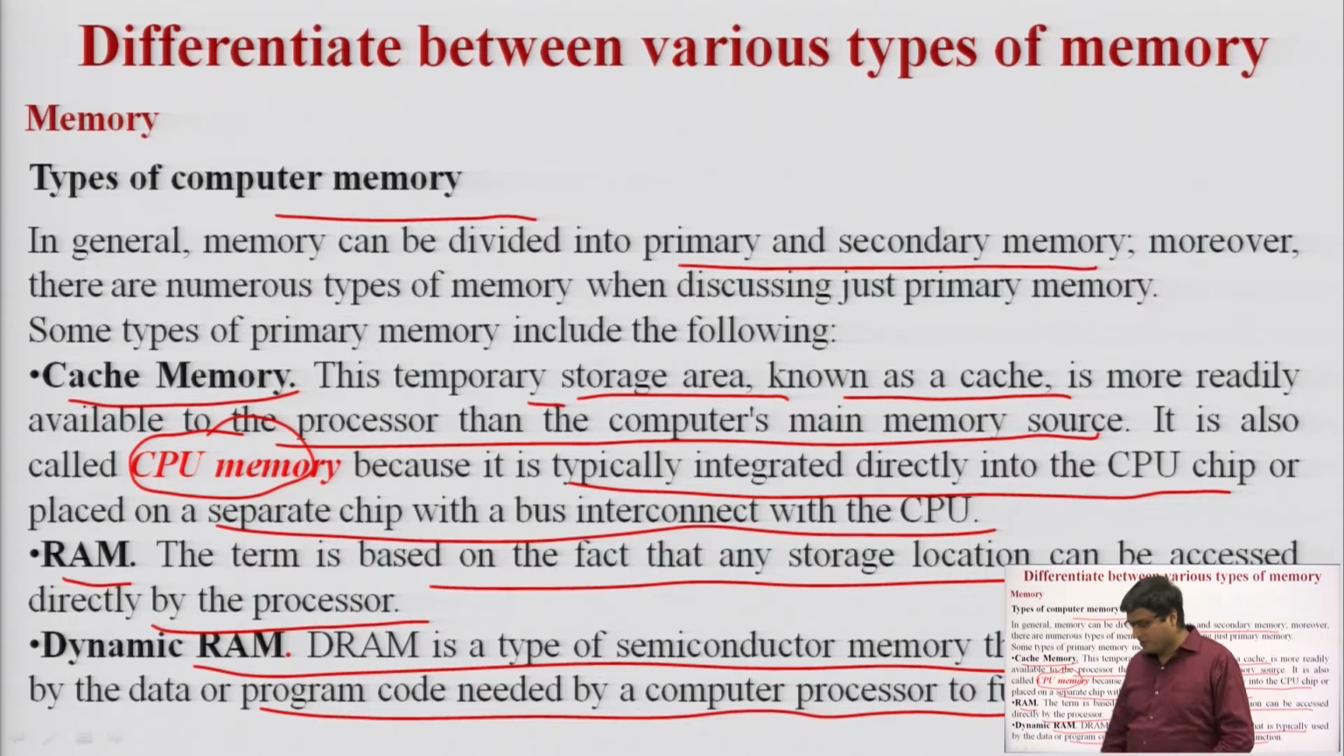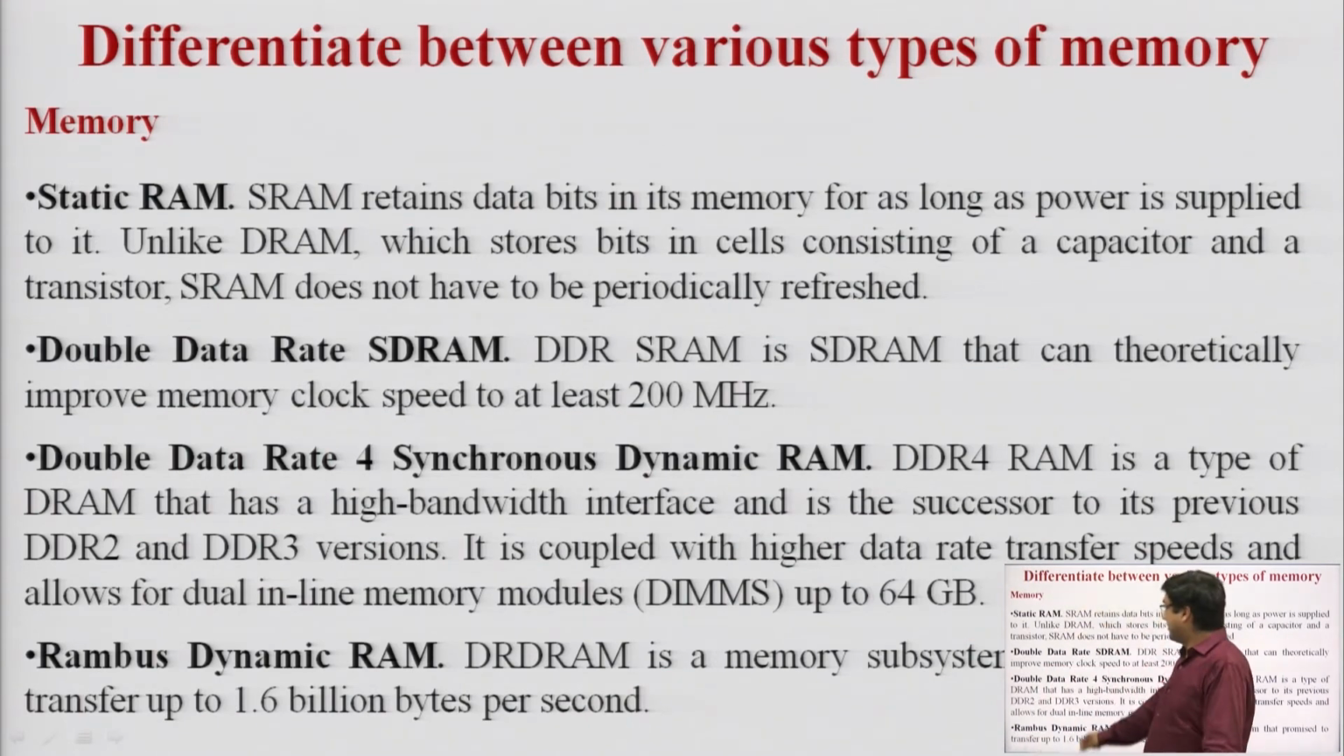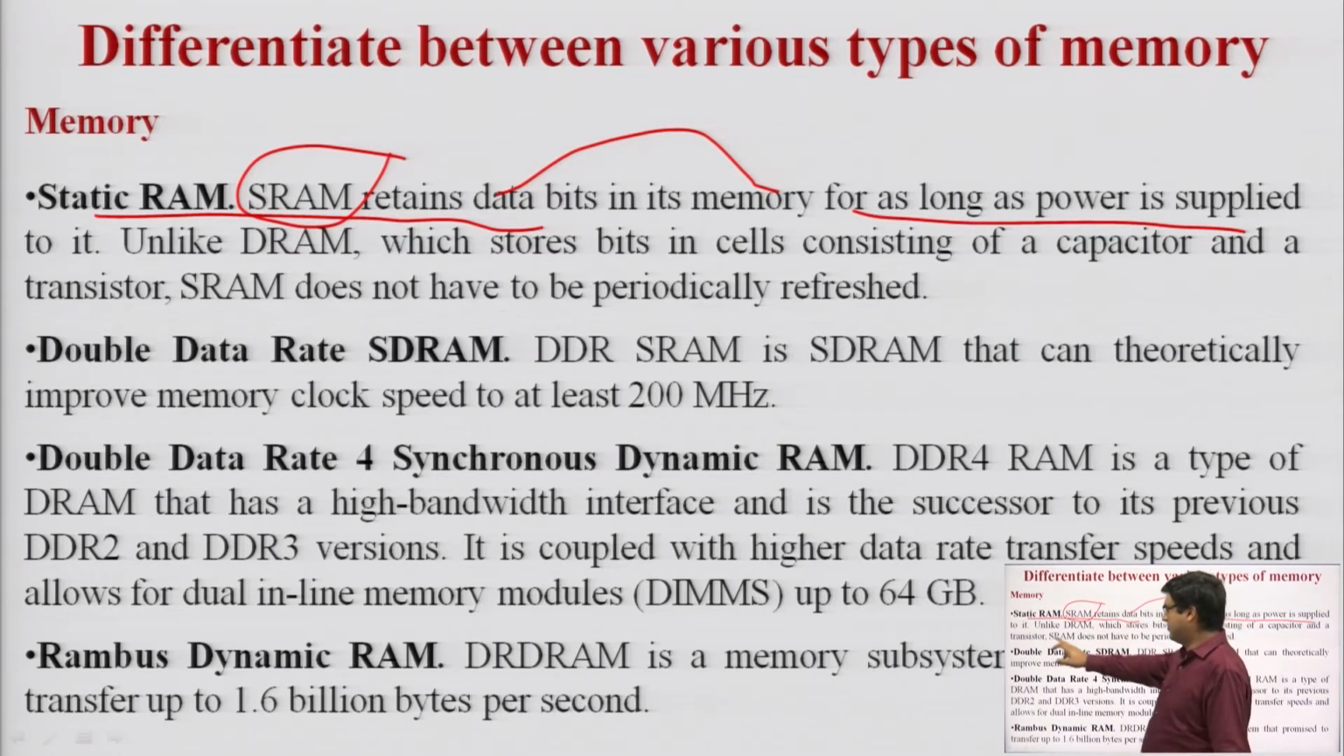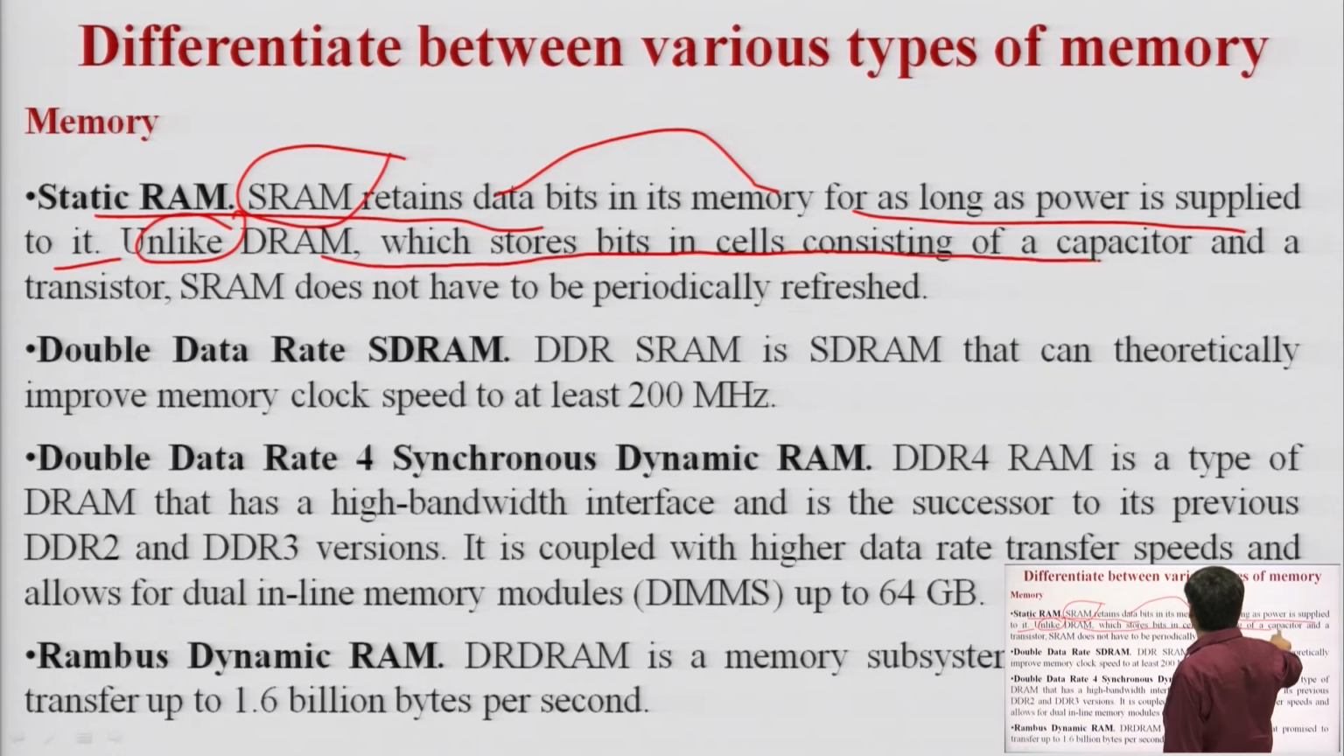After that, we will see the static RAM. Static RAM is much better than the dynamic RAM. It retains data bits in the memory for as long as power is supplied to it. We have seen that, unlike the DRAM, where we store bits in cells consisting of a capacitor and transistor, SRAM does not have to be periodically refreshed.